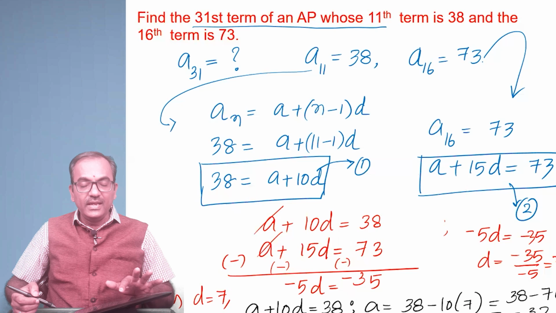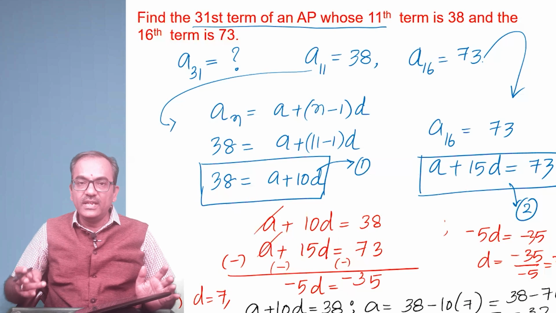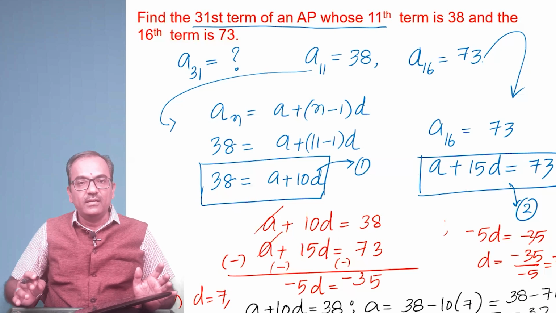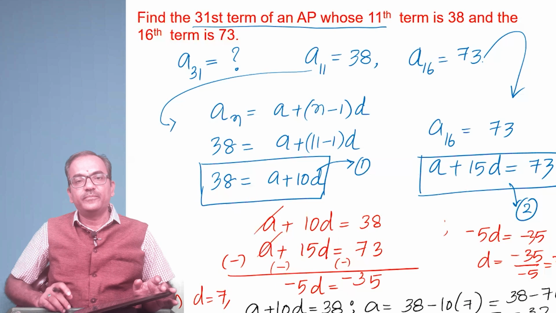You need to find A31. How do you find A31? You have a, you have d, you have n. Try to find the value of A31 using the data.